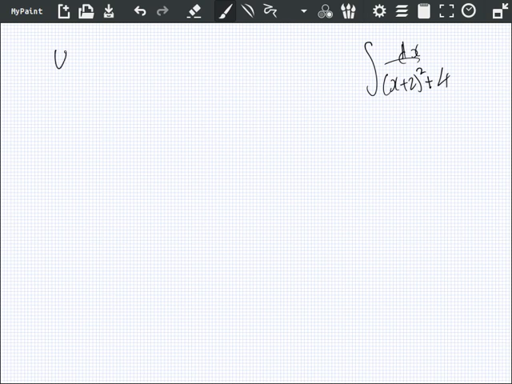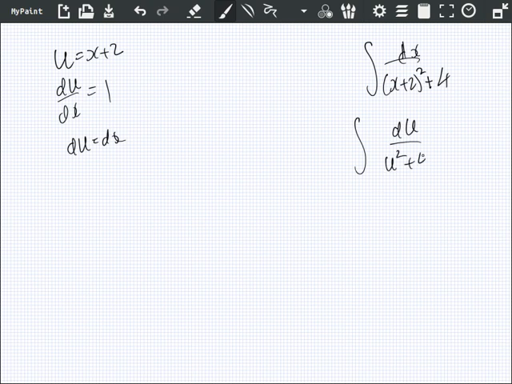Let's see. If I say u equals x plus 2, then du dx equals 1. That means du equals dx. So this is du over u squared plus 4. But now what do I do? Because I don't know this. So I try to take out the 4. If I take out the 4, then I have a new problem. Now I have u squared over 4 plus 1. Well, I don't know this either.